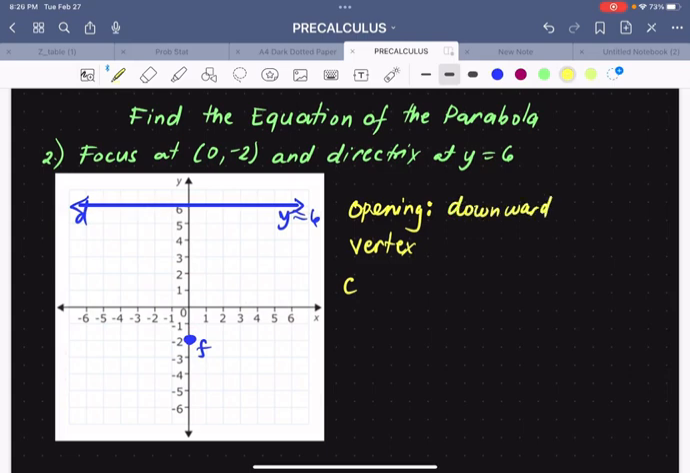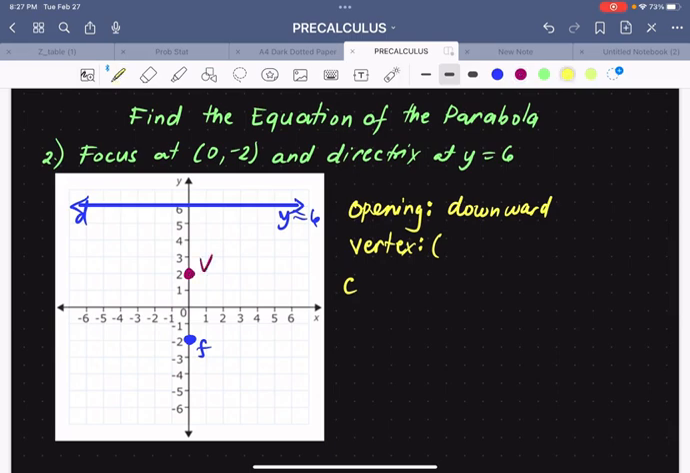So what is the vertex? The vertex is the midpoint between the directrix and the focus. So 1, 2, 3, 4, 5, 6, 7, 8. So 8 from focus to directrix. So the midpoint, 1, 2, 3, 4. So let's divide 8 by 2. So the vertex is located here.